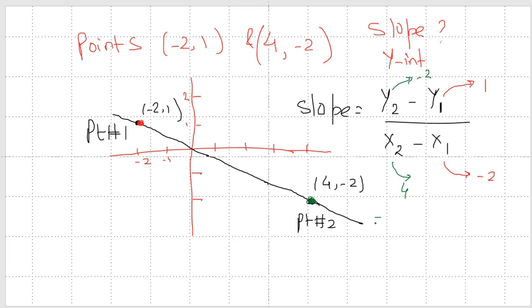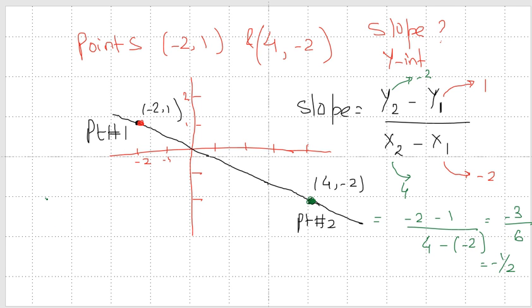So let's plug in the values. It's minus 2 minus 1 divided by 4 minus, let's be careful, minus 2. So minus 2 and minus 1 is minus 3, divided by 4 minus minus 2, which becomes 4 plus 2, which is 6. So the slope is minus half. Okay, so this line has a slope of minus half, and minus tells you the line is going down.